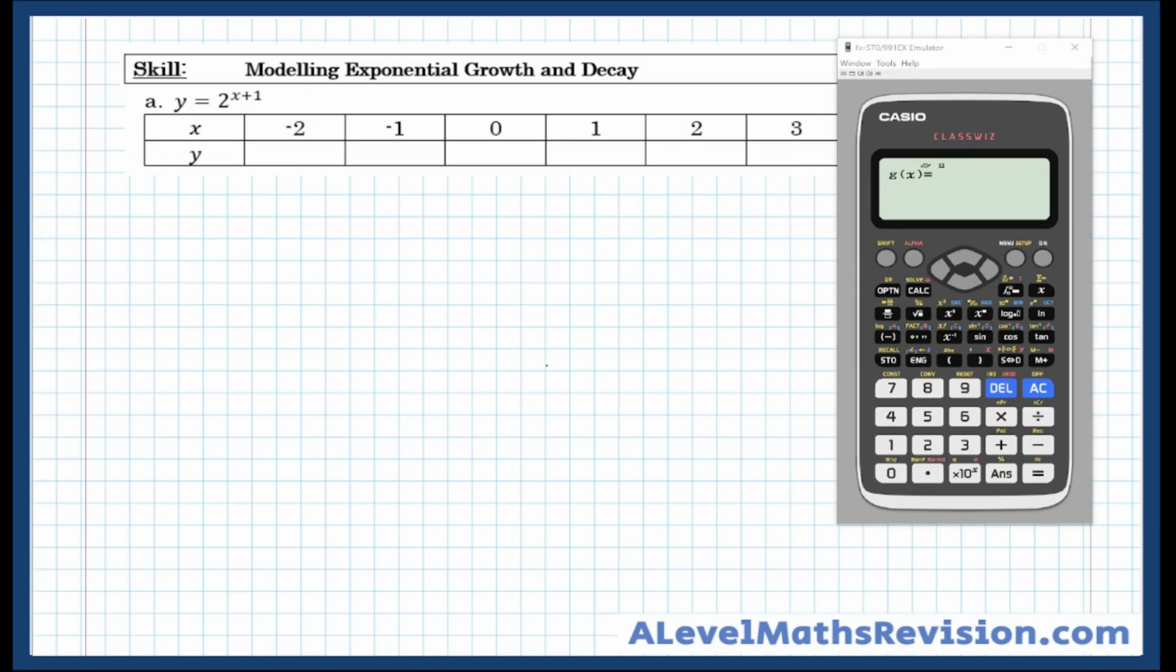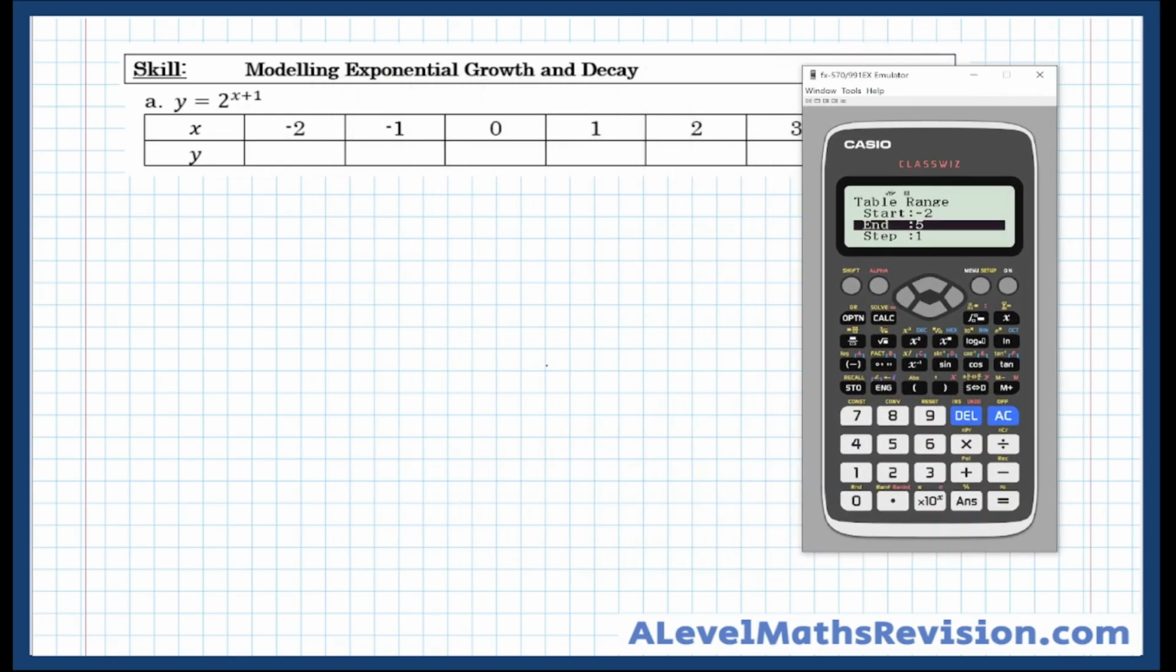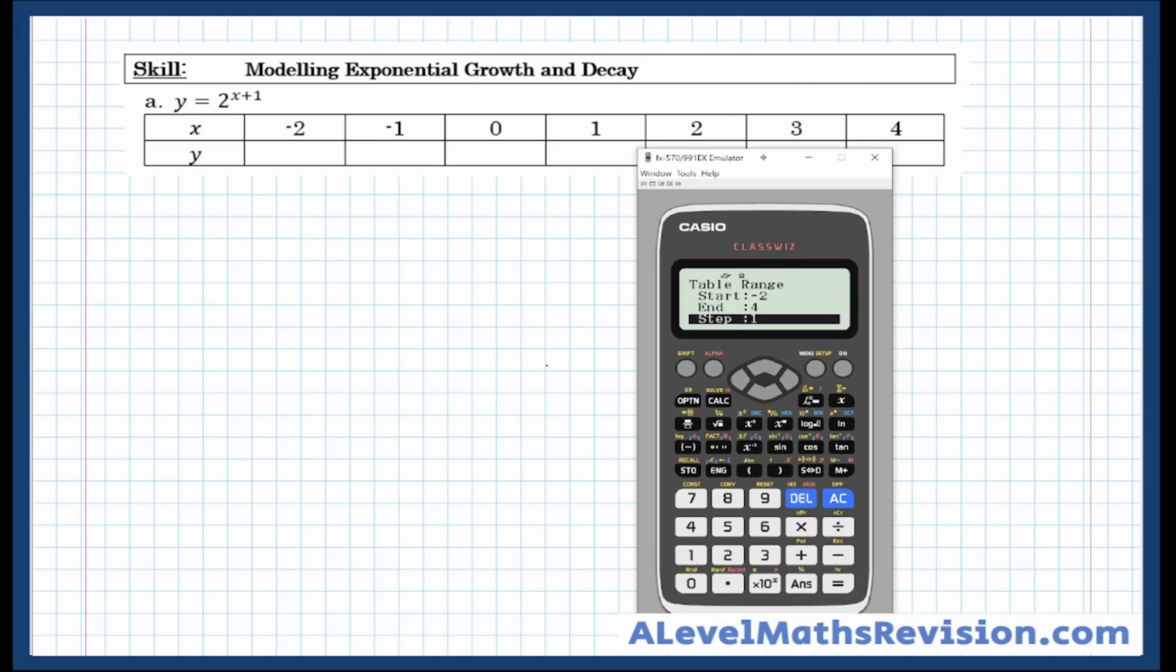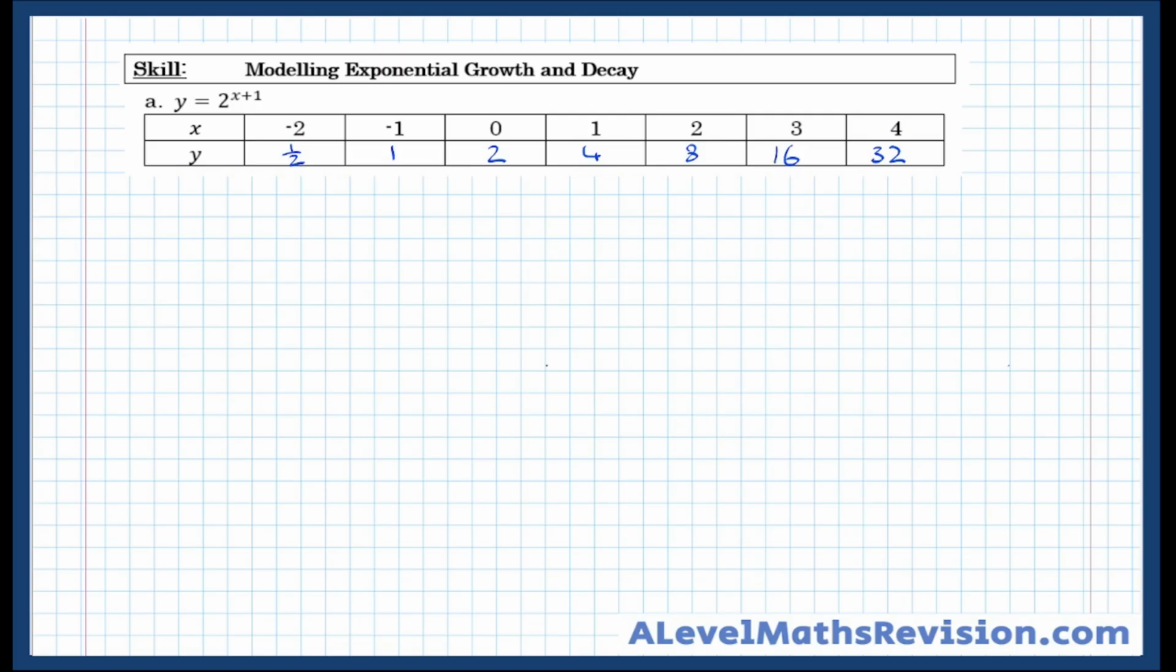It's asking us if we want to put a second function in, g of x, but we don't. We're just going to press equals. We're going to start at minus 2 and go all the way up to x equals 4 on this one. And we're going to go up in a step of 1. There we go. That gives us all the values that we need. So let's write them in the table. And there they are there.